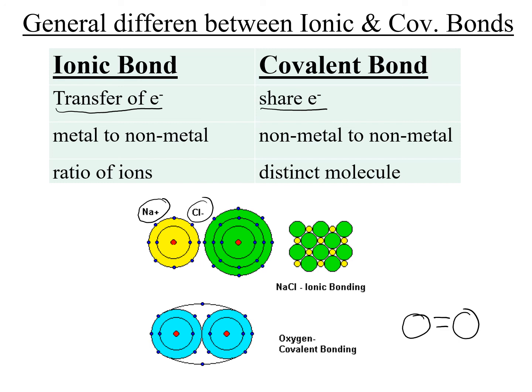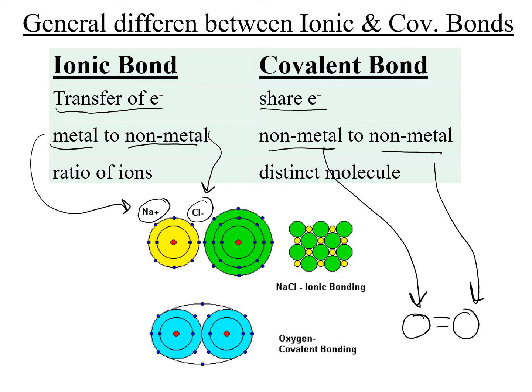bond. Ionic bonds are going to be between metals and nonmetals. Again, for example, sodium is a metal and chlorine is a nonmetal. Our covalent bonds are between nonmetals and nonmetals, just like an oxygen bonded to oxygen. Those are two nonmetals. Ionic bonds are a ratio of ions. Okay, they're not a distinct molecule. This is showing us the ratio of sodium ions to chloride ions in that ionic compound, versus covalent bonds form distinct molecules.